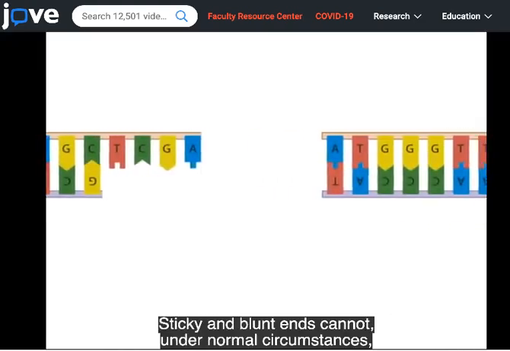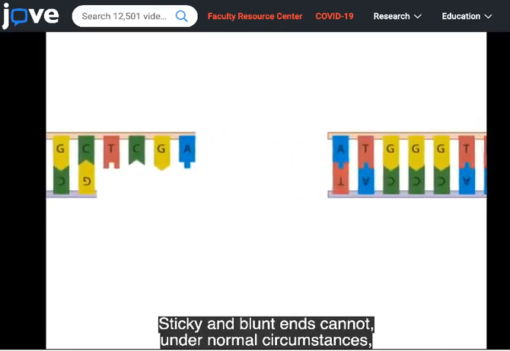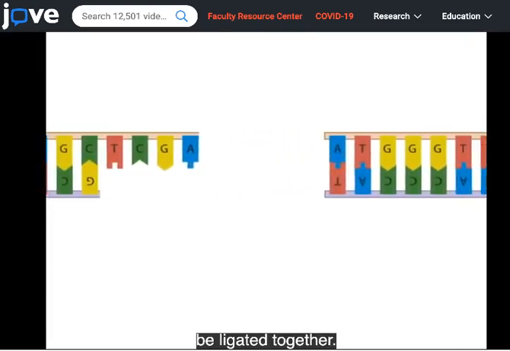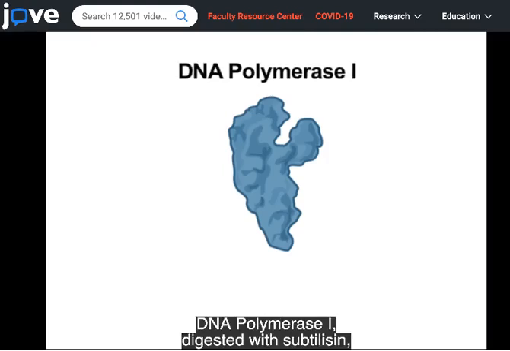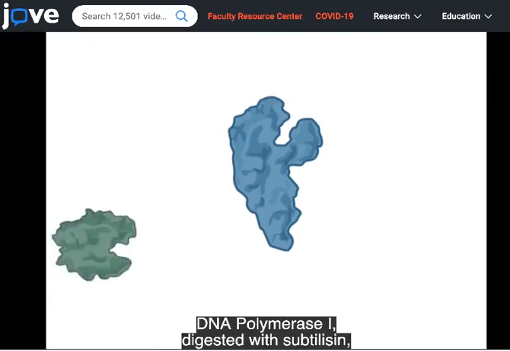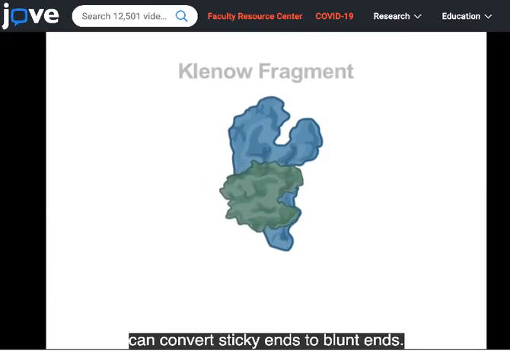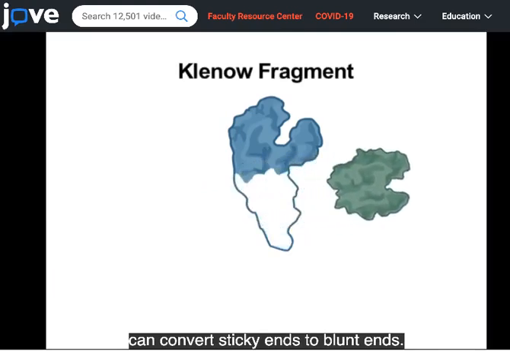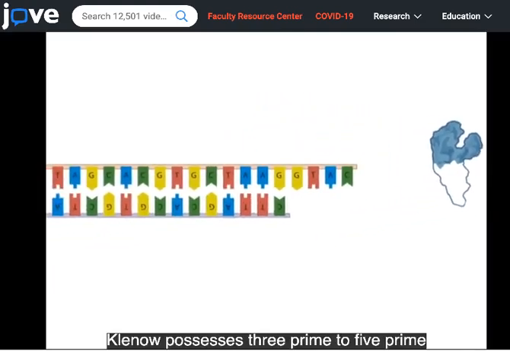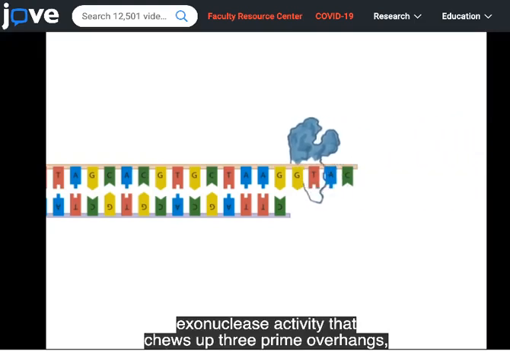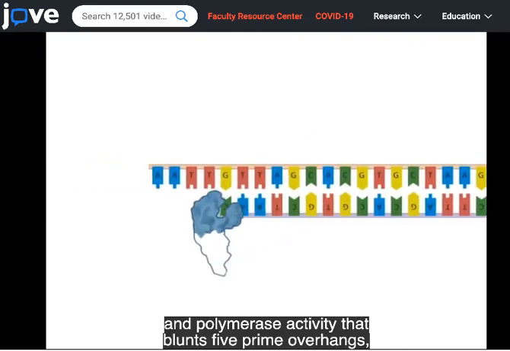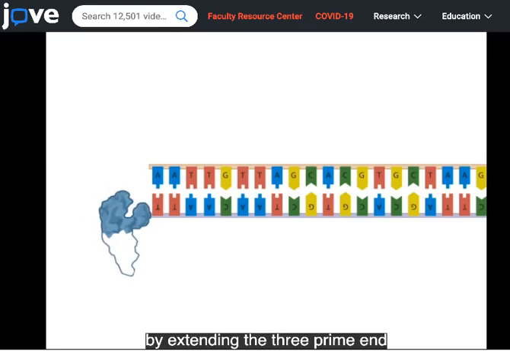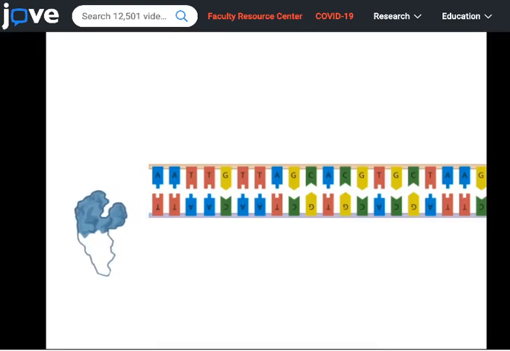Sticky and blunt ends cannot, under normal circumstances, be ligated together. However, the Klenow fragment, the product of DNA polymerase I digested with subtilisin, can convert sticky ends to blunt ends. Klenow possesses 3' to 5' exonuclease activity that chews up 3' overhangs, and polymerase activity that blunts 5' overhangs by extending the 3' end of the complementary strand.